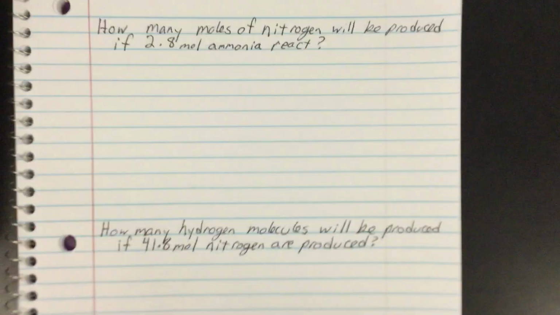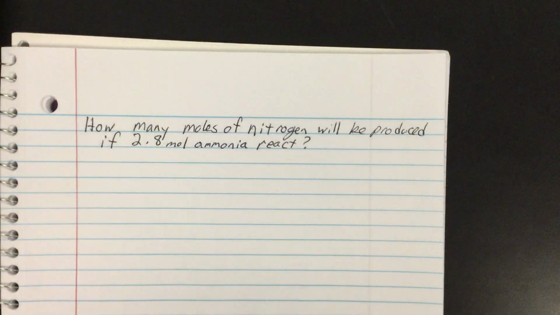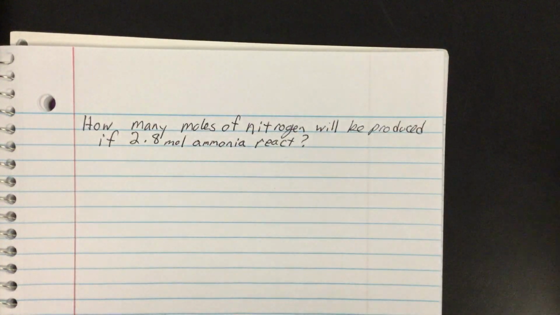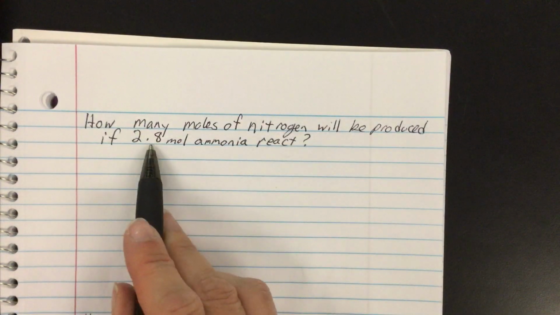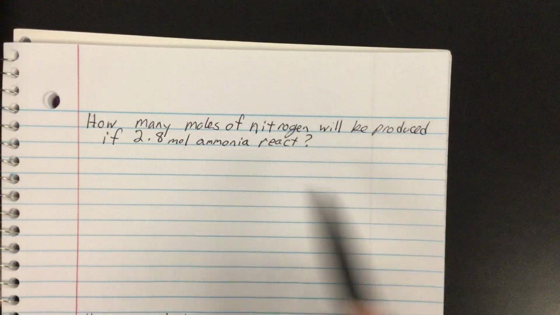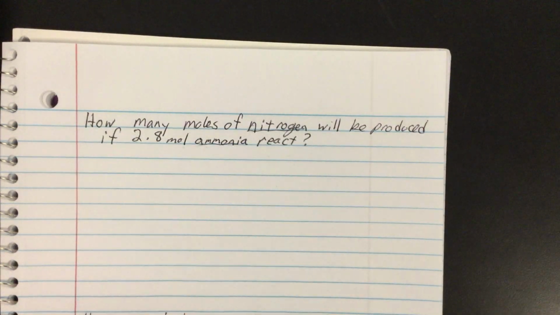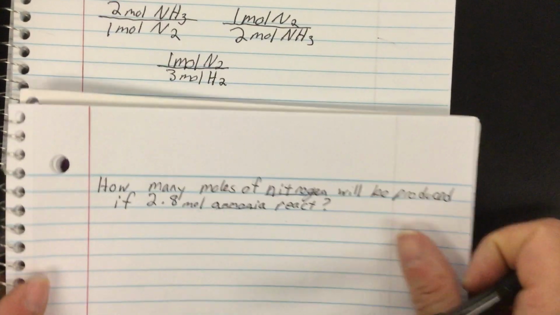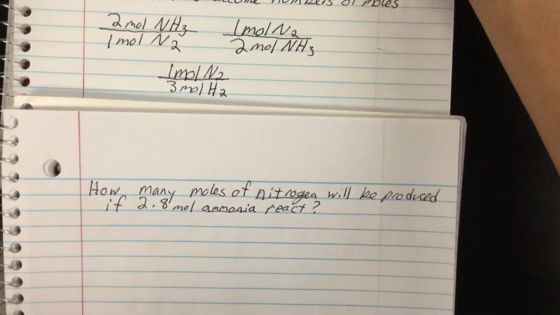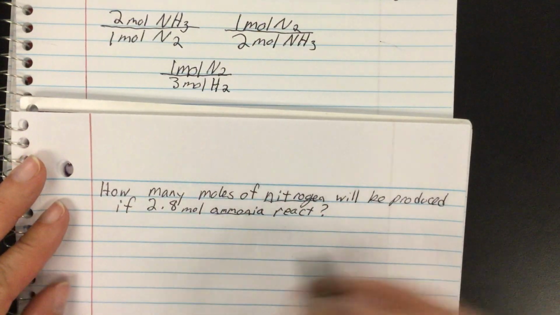Okay, I have 2 more problems that we're going to work through, with some different situations. Next question: how many moles of nitrogen will be produced if 2.8 moles of ammonia react? Well, now I'm talking about 2 different substances, correct? Which means I'm going to come back here and use these molar ratios that I wrote a little while ago. Okay, and these are going to be my new fractions.